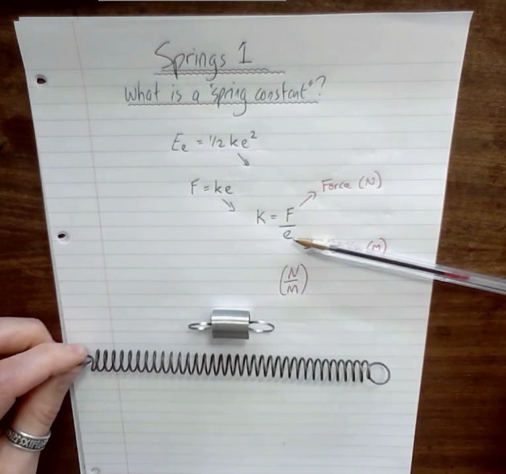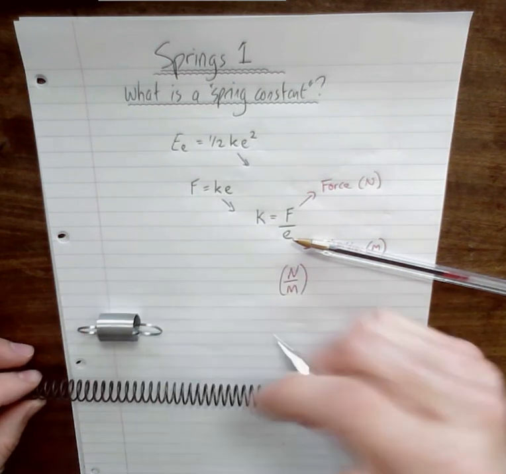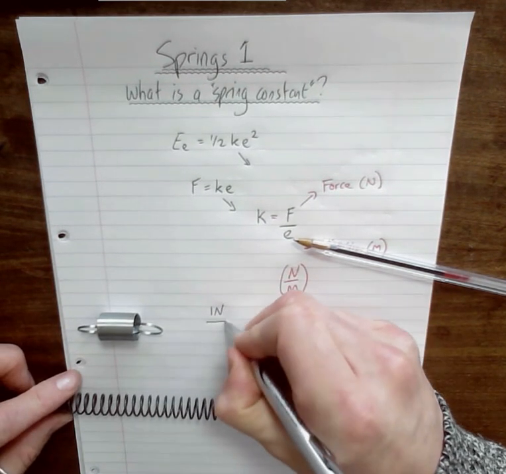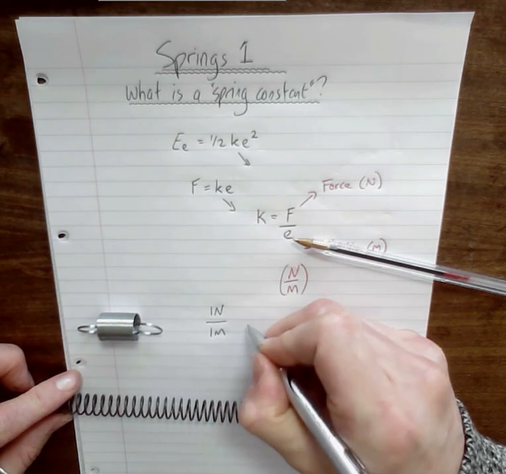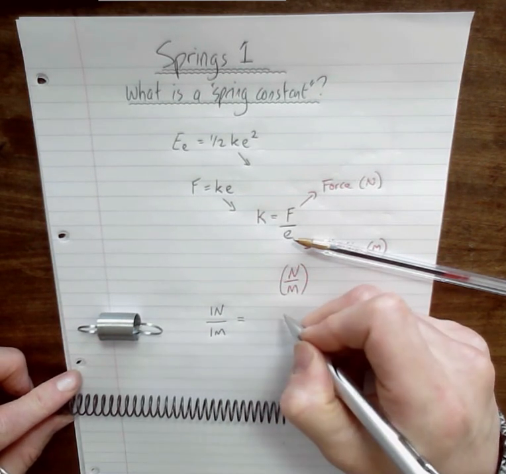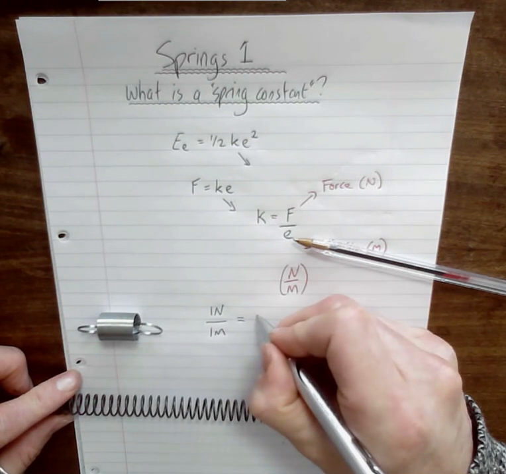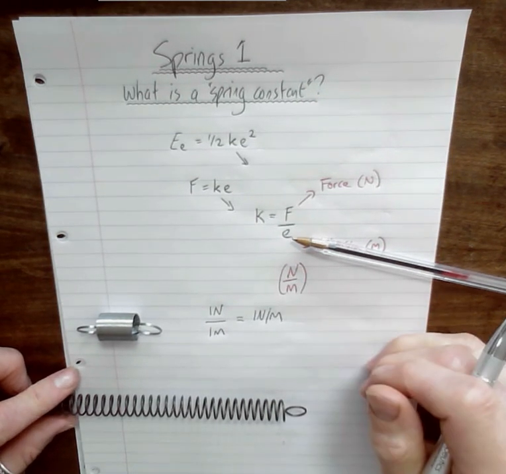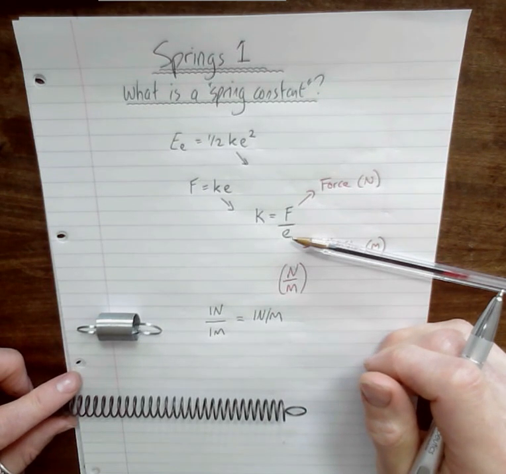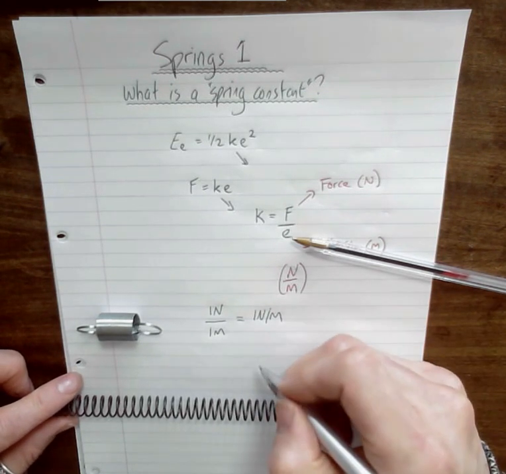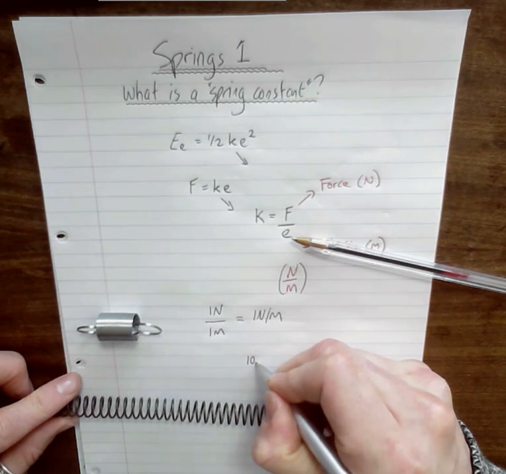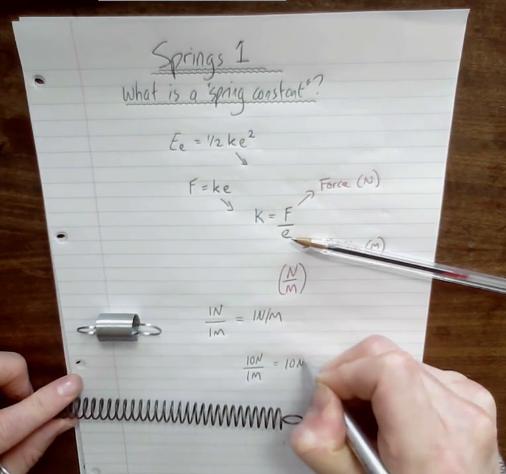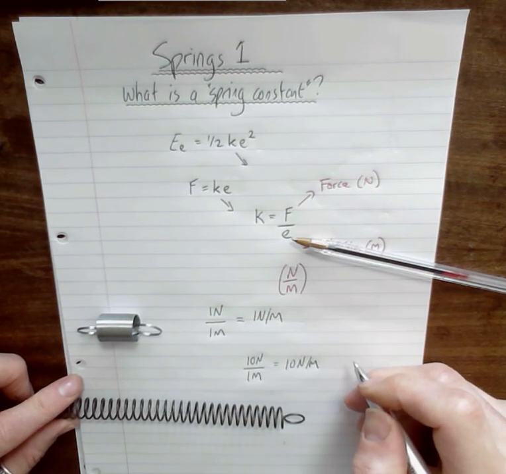So we can look at it like this. If that first spring required 1 newton of force to extend by 1 meter, 1 newton divided by 1 meter, okay, this gives you 1 newton per meter. That's its spring constant, 1 newton per meter. Okay, if this one requires 10 newtons per 1 meter of extension, that's going to be 10 newtons per meter as the spring constant.